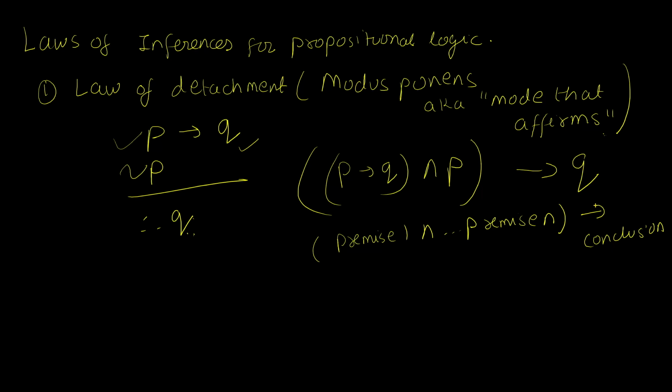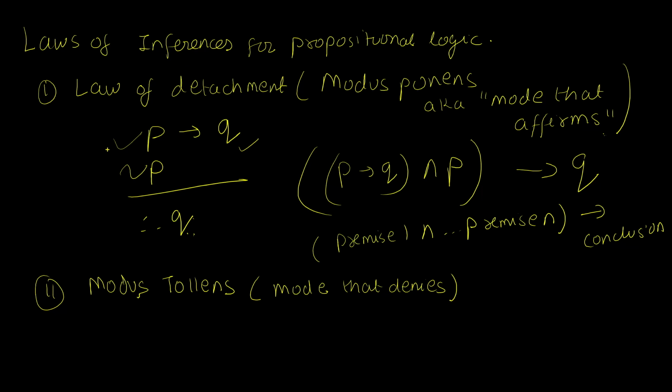The second law that we're going to look at is called modus tollens. We should think of this as the mode that denies. If you are curious, there is no name like law of detachment for this one. I did a little bit of research and couldn't find a name, so we'll just call this modus tollens. But the idea behind this law is that it denies the premise given that the conclusion didn't happen. And that comes from the law of the contrapositive. So if P implies Q, I'm able to say not Q implies not P.